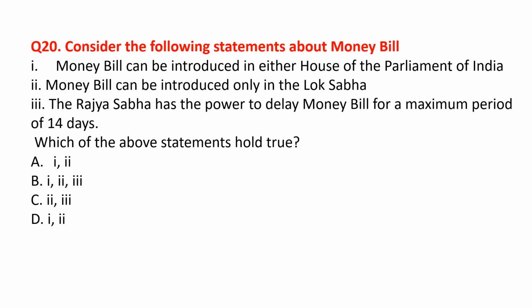Consider the following statements about money bill. Money bill can be introduced in either house of the Parliament of India. This is not correct because money bill can be introduced only in the Lok Sabha. Money bill can be introduced only in the Lok Sabha. This is correct. The Rajya Sabha has the power to delay money bill for a maximum period of 14 days. This is also correct. So the correct option for this question is option 2 and 3. C option is the correct option.